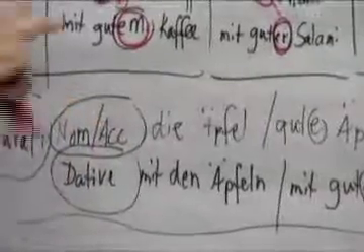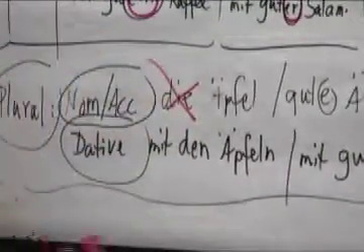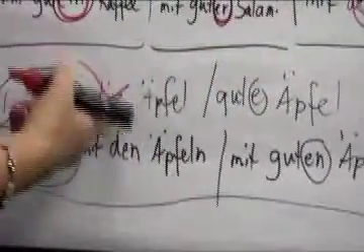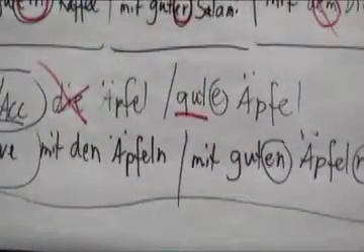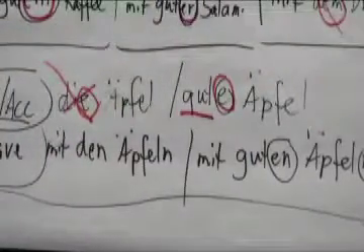And in the plural, nominative and accusative are exactly alike. So die Äpfel, for example, changes. We throw that out, we replace it with gut, we are adding an adjective, we are saying good apples, but we need to borrow the e ending and stick it on the adjective. So gute Äpfel, good apples.